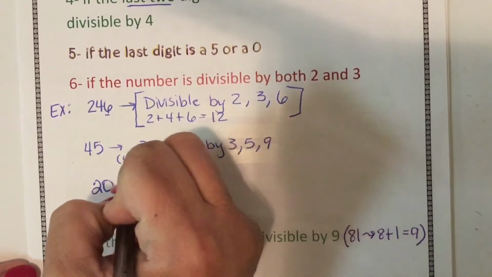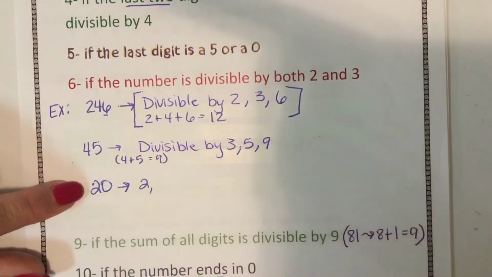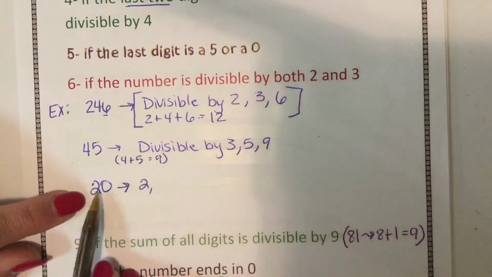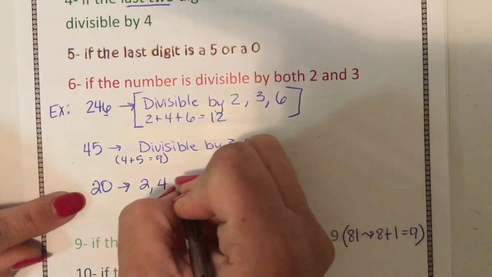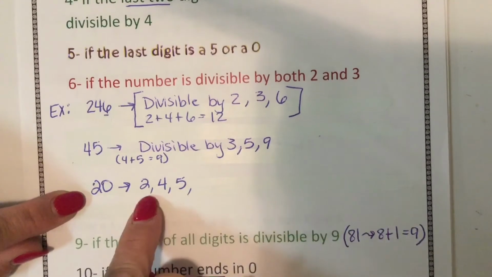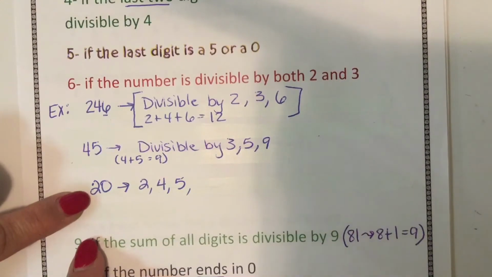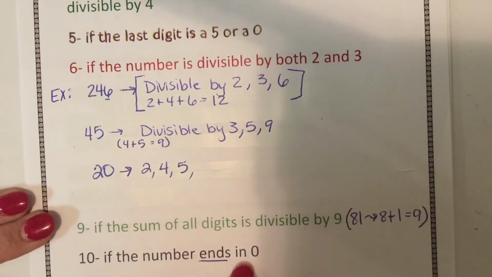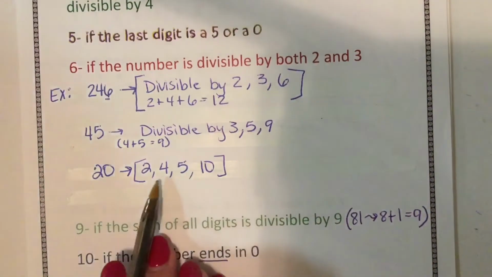Okay, the number 20, it's even, so it's going to be divisible by 2. 2 plus 0 is 2, so it's not divisible by 3; 3 is not going to go into it. The last two digits form a number that's divisible by 4. 4 goes into 20, so it's divisible by 4. It ends in a 0, so it's divisible by 5. It's not divisible by 3, so 6 is out. When you add 2 plus 0, you only get 2, so it can't be divisible by 9. But it ends in a 0, so it's going to be divisible by 10. So the number 20 is divisible by 2, 4, 5, and 10.